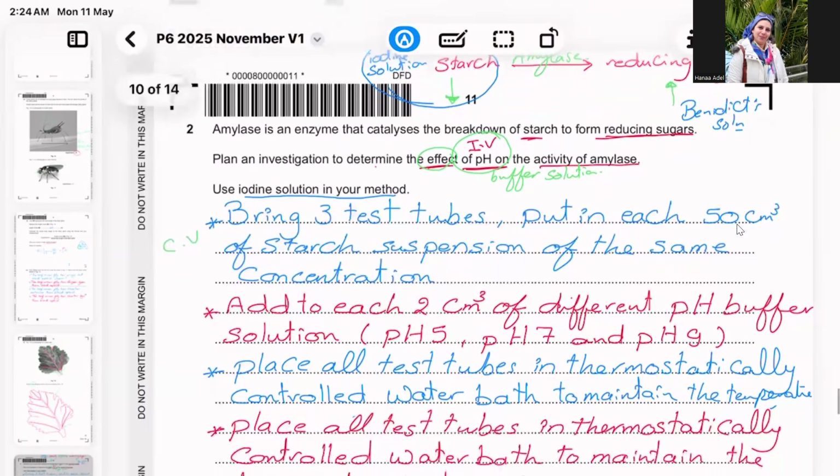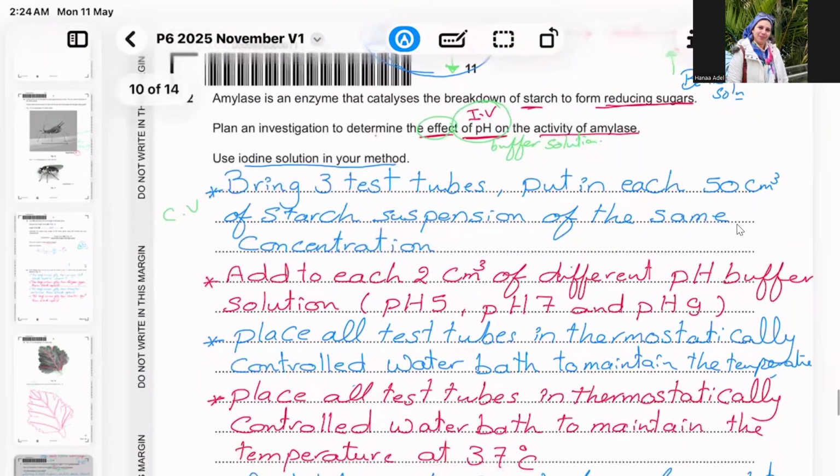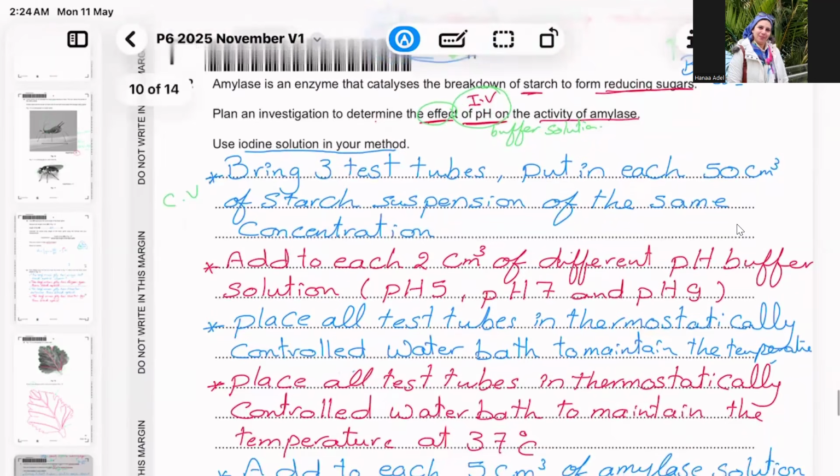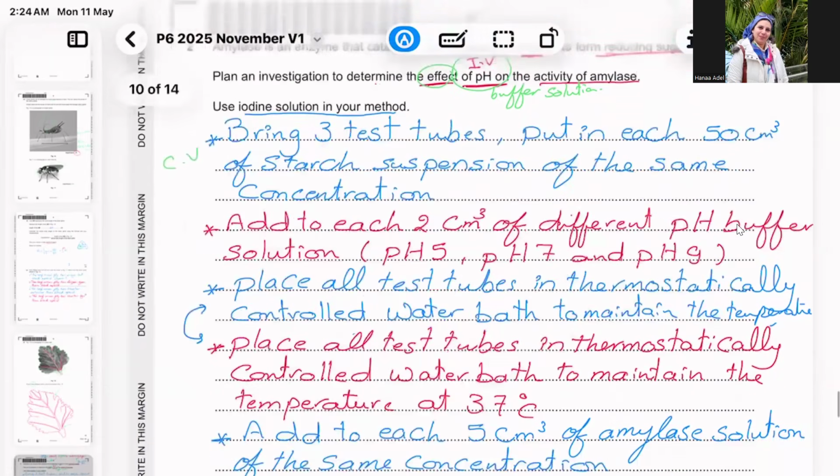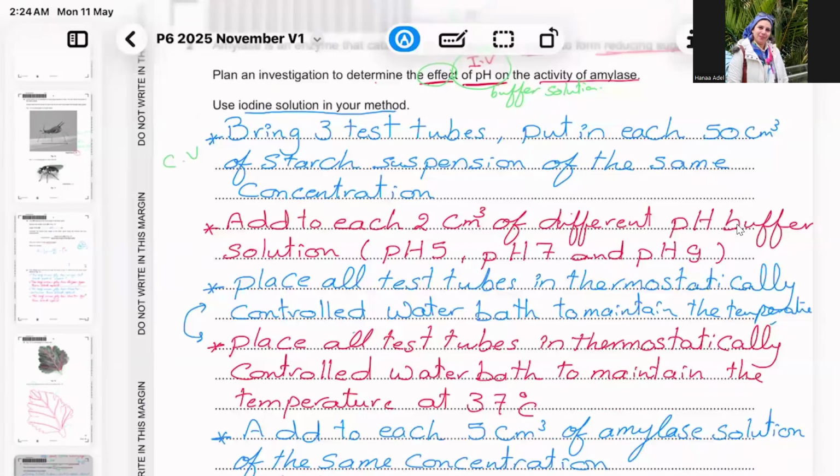So I just place all test tubes in a thermostatically controlled water bath to maintain the temperature at 37. So add to each, for example, 5 cubic centimeter of amylase solution of the same concentration.